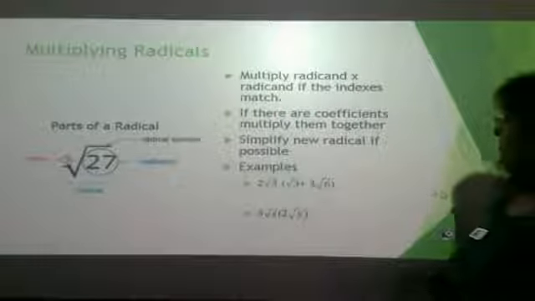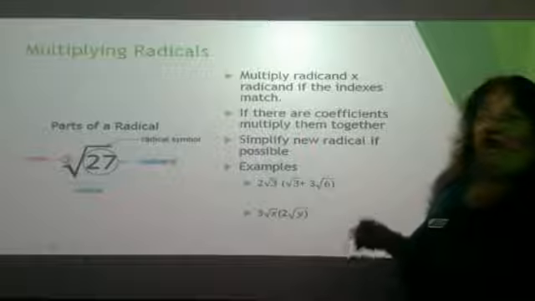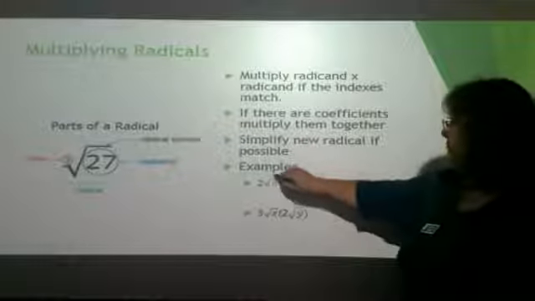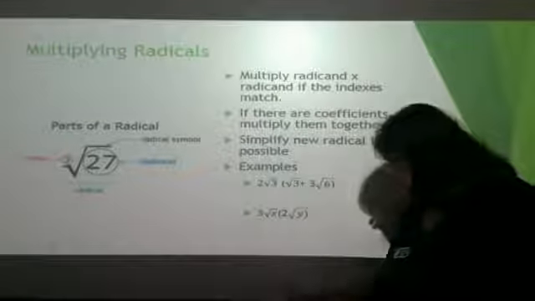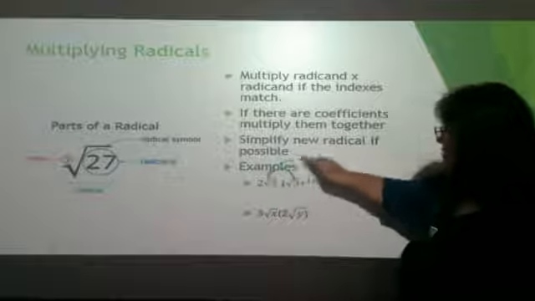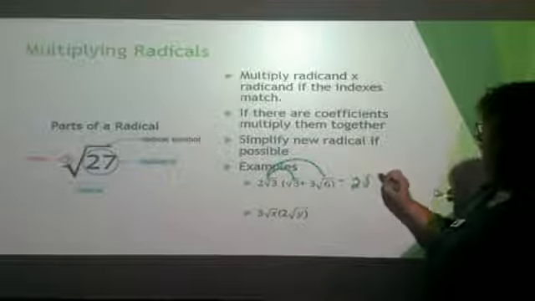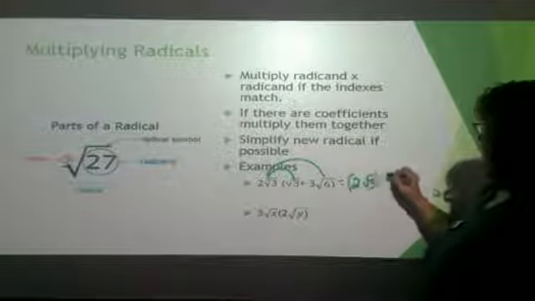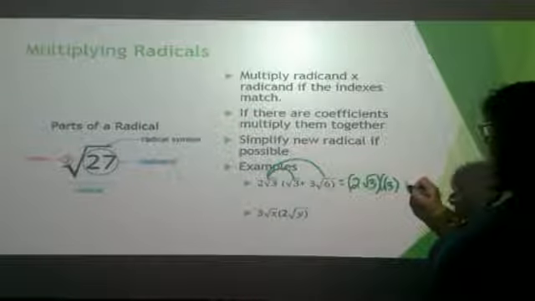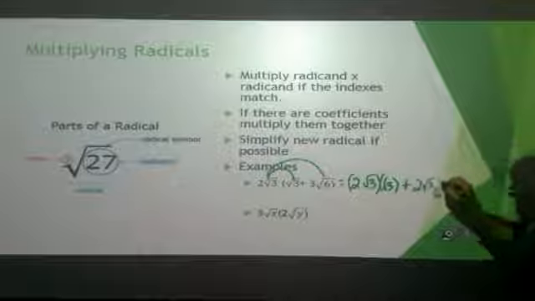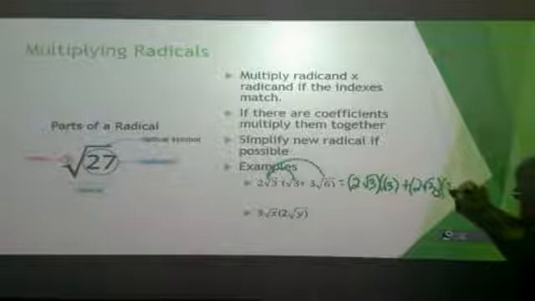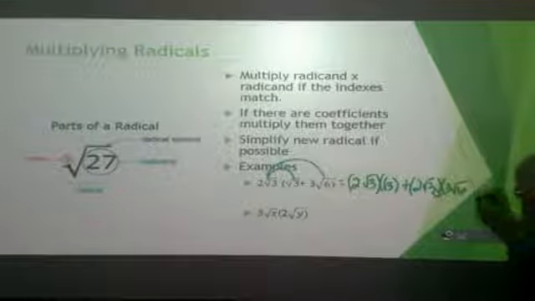All right, so let me give you an example. This is something you're used to doing lots and lots of, is distributing. Multiply first times first, first times other. So you've got 2 square roots of 3 that are going to get multiplied by a square root of 3, plus 2 square roots of 3 that are going to get multiplied by 3 square roots of 6.